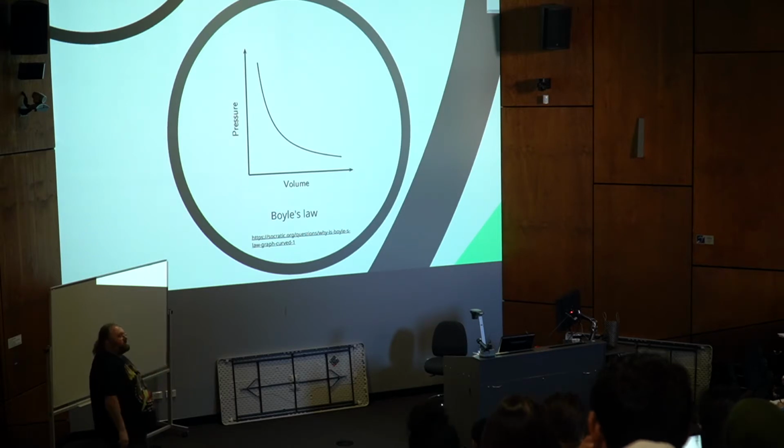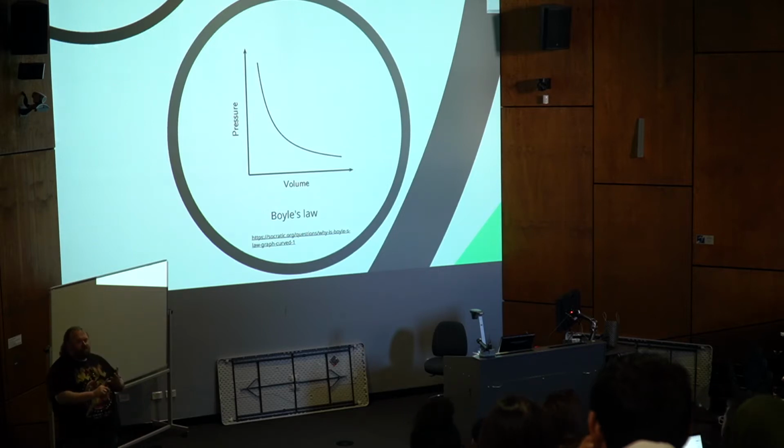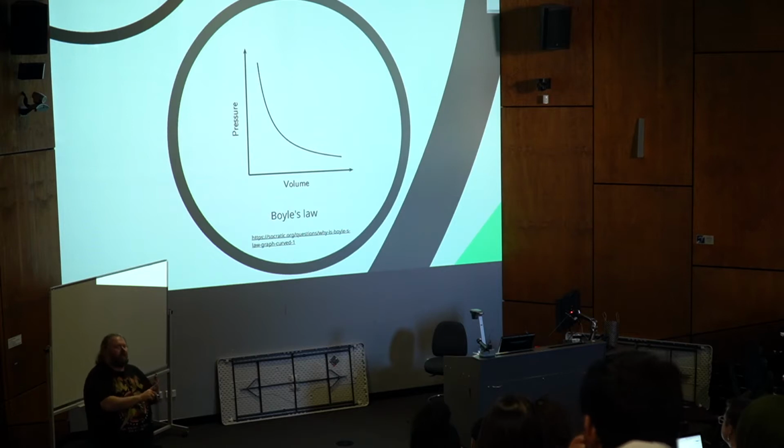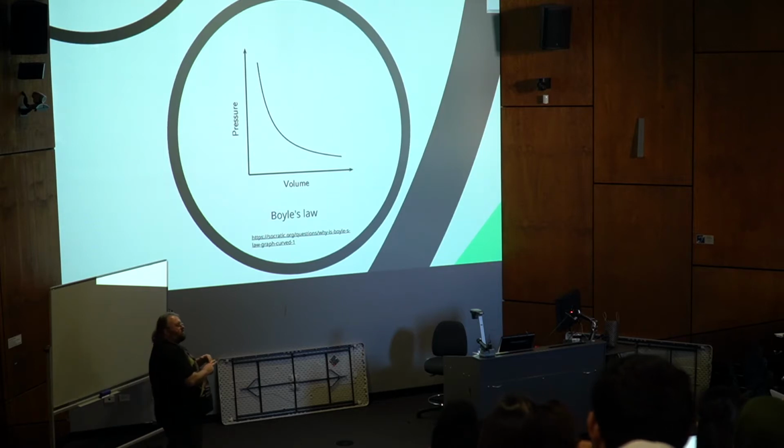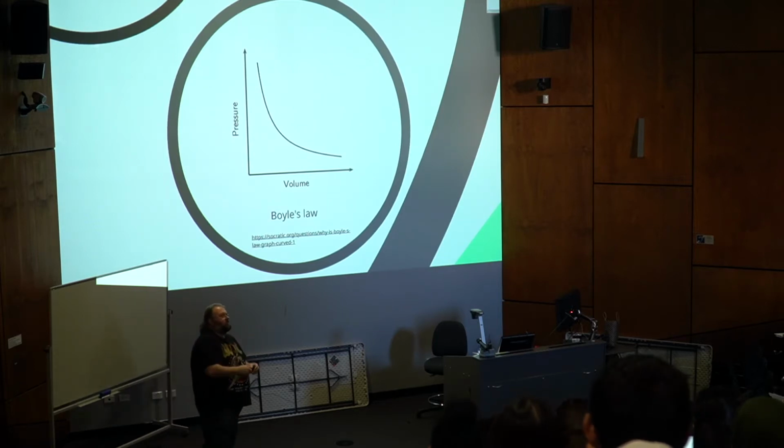Asymptotic curve. Awesome, well done. Okay, so essentially you're going to get down here. Boyle's law essentially is that it's going to be an asymptotic curve. Why can the volume never be zero? Because that would mean that pressure would be infinite.